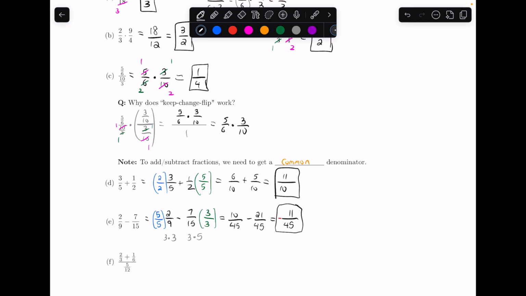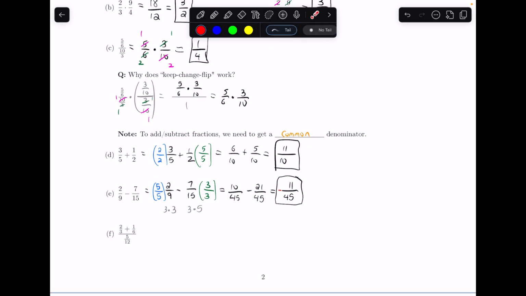Okay, so let's up the difficulty. Now I got fractions within fractions. So on the top, I notice I got two fractions added together. So let's add them first. So I got to do 2 over 3 and then add it to 1 over 6. And then all over that 5 over 12. So what do I multiply the first fraction by? What do I do for the second fraction?